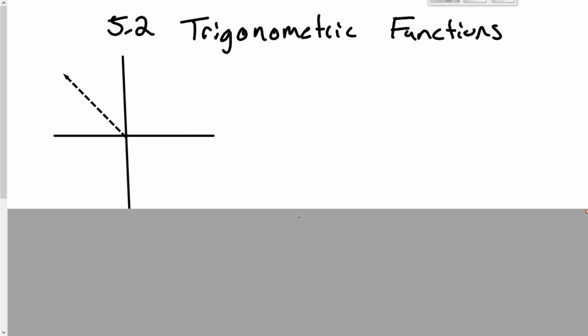Section 2 of Chapter 5 is talking about trigonometric functions. So if we start with our angle in standard position, like this, you have this angle here, and say there's a point on this angle out here, and this point has some x value and some y value, right? So that y value would represent the height, and the x value would represent the width.